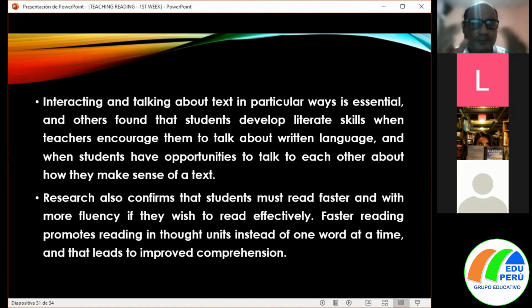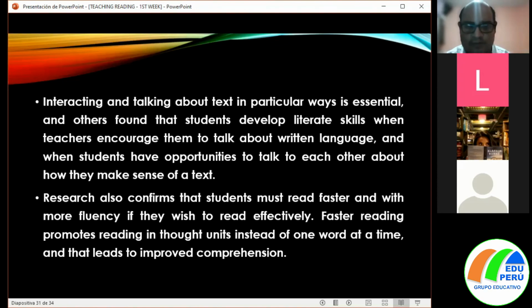Because most of the students read word by word, no? Research also confirms that, no? So they are reading word by word. But if you say, no, try to connect words, don't separate them.